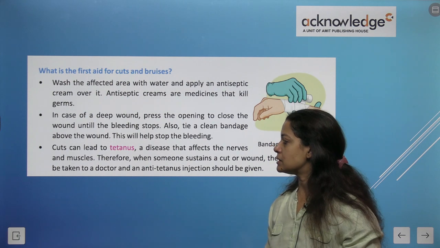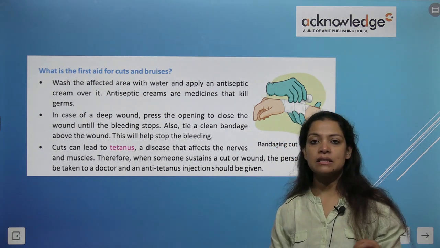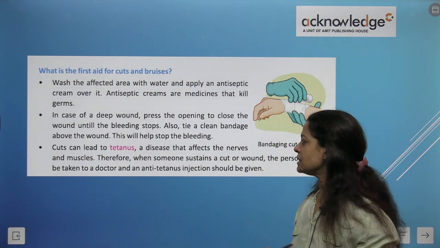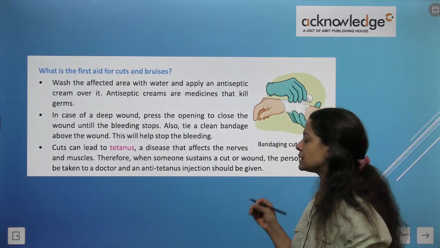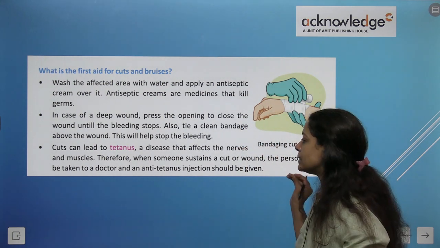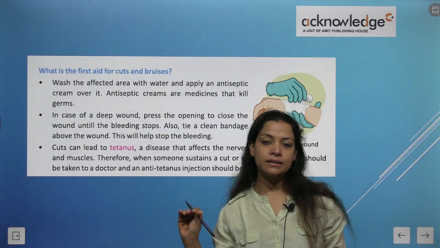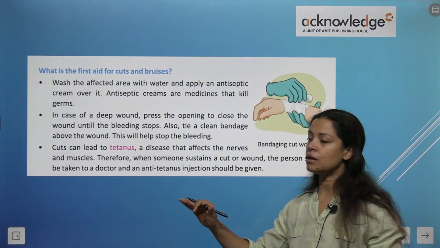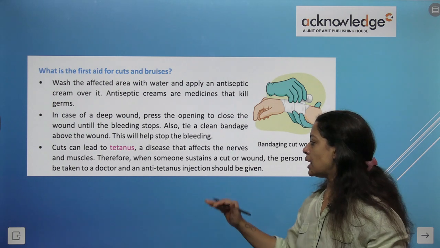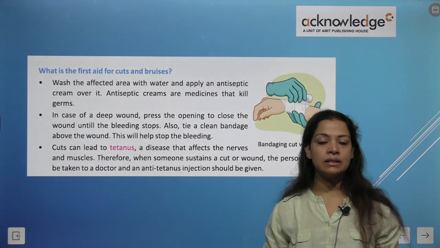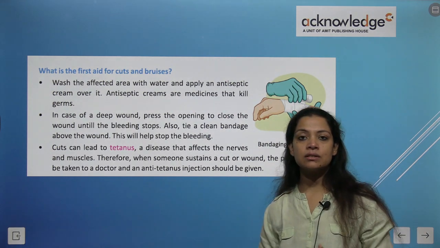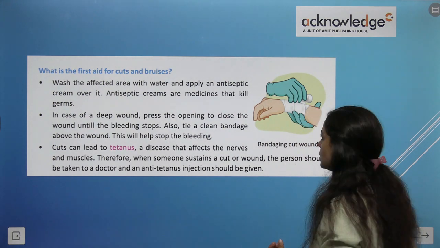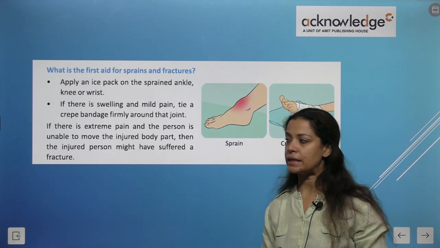And cuts can lead to tetanus. Tetanus is a disease that affects the nerves and muscles. Therefore, when someone sustains a cut or wound, a tetanus injection should be given to that person under proper doctor guidance. An anti-tetanus injection is given in such cases. So these are the preventive measures which can be taken during accidents, minor accidents.